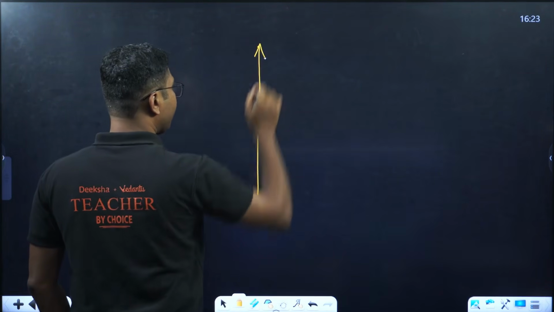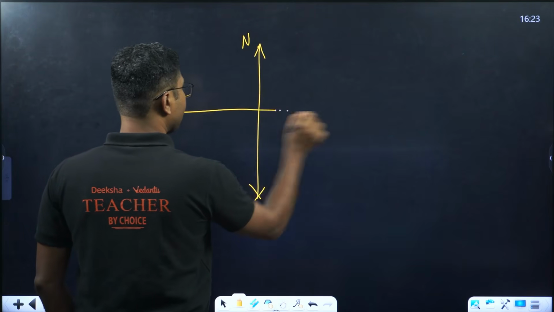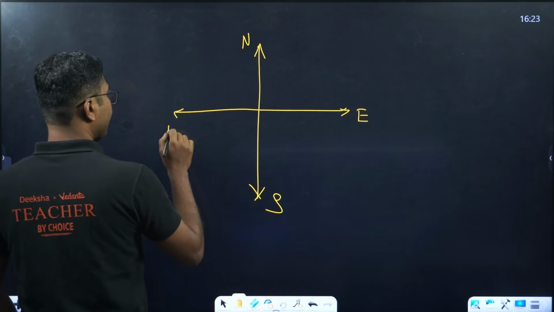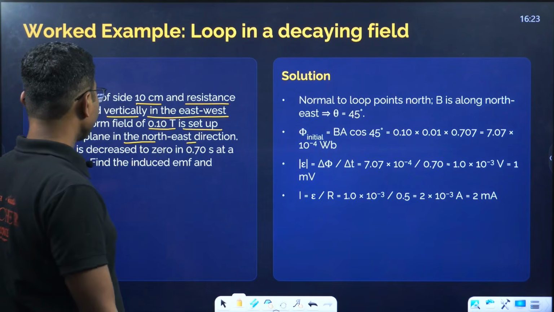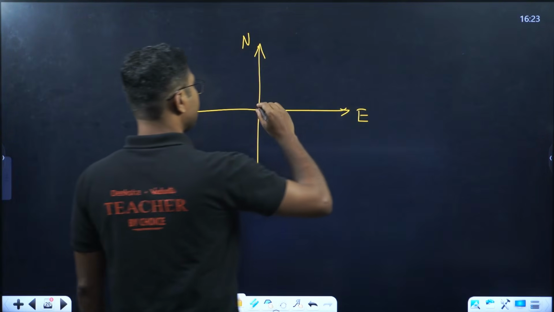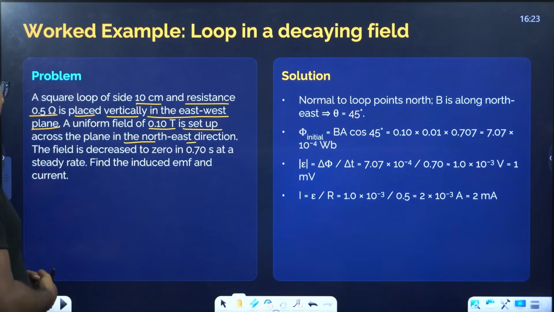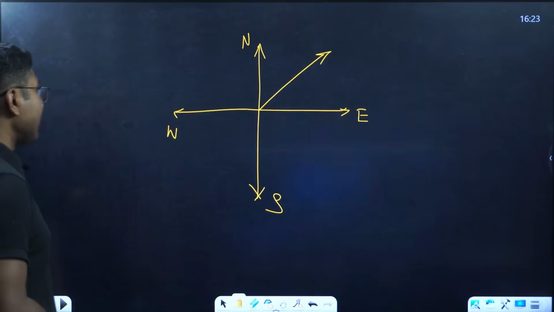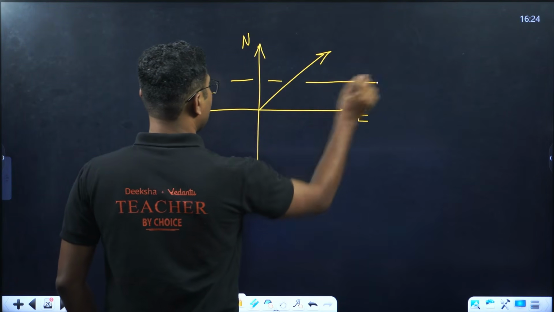If you are someone who is not comfortable with directions, remember this is your north, this is your south, this is your east, and this is your west. Northeast direction is this direction. This is the direction of the field. The plane is placed vertically in the east-west direction. So the plane is placed like this, and this is the plane's vertical direction.